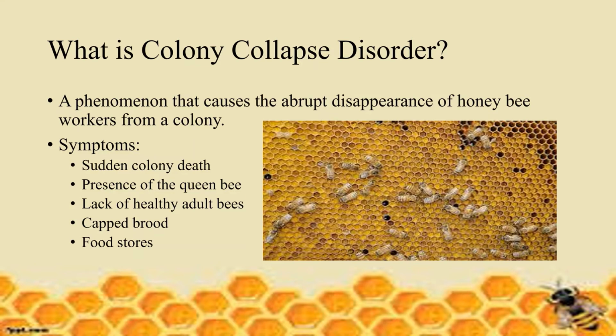It is categorized by 5 symptoms, and these 5 symptoms are, yes, sudden colony death, but a big thing would be the presence of a live queen bee that has been abandoned within the colony. Another symptom would be the lack of healthy adult bees in the colony. Another big symptom that defines colony collapse disorder is the abandonment of capped brood. And another big symptom would be the presence of food stores left within the hive.